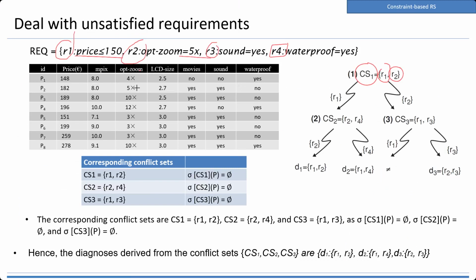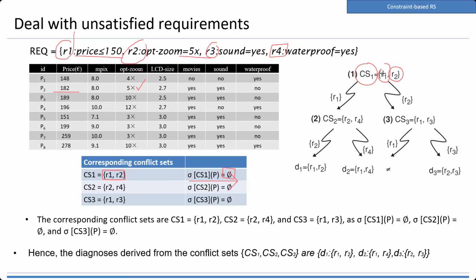I need to look at the optical zoom 5 times, and the price is less than 150. The price is 182. Then we don't have the solution. So we call this the conflict set. R1 and R2 is a conflict set because there is no solution.